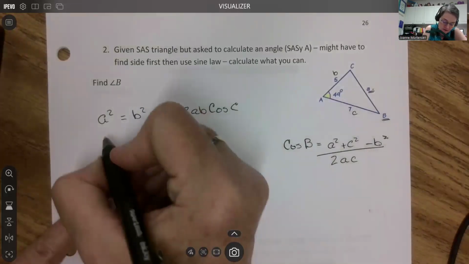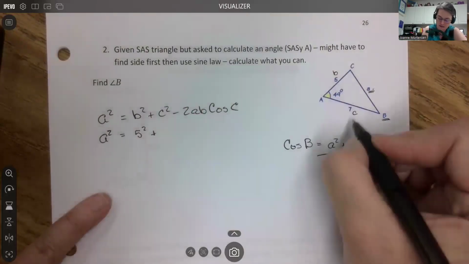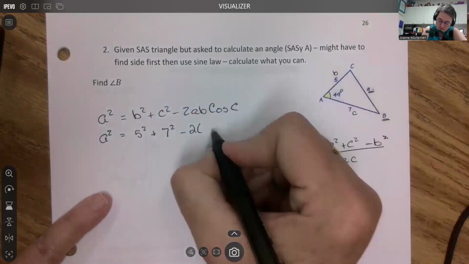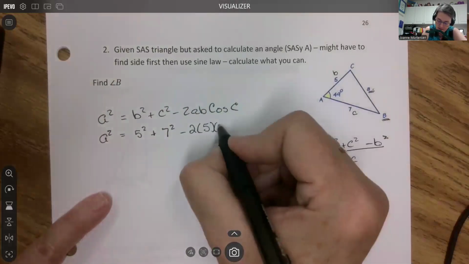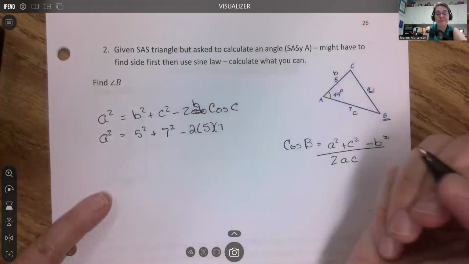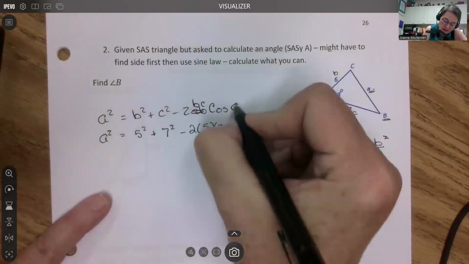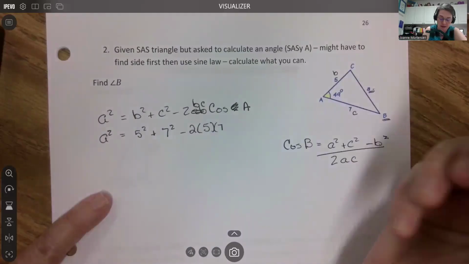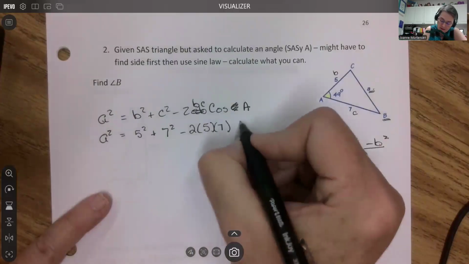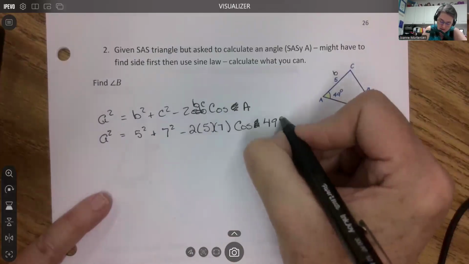So a squared is equal to b squared, so it's 5 squared plus c is 7 squared minus 2 times 5 times 7. Whoops. I hope some of you were yelling at me. I didn't hear you. I guess I should pay attention to my formula. a squared at the front, cos A at the back, a b and a c and a b and a c. Cos A. Whoops. I know what angle A is: 49 degrees. All right.